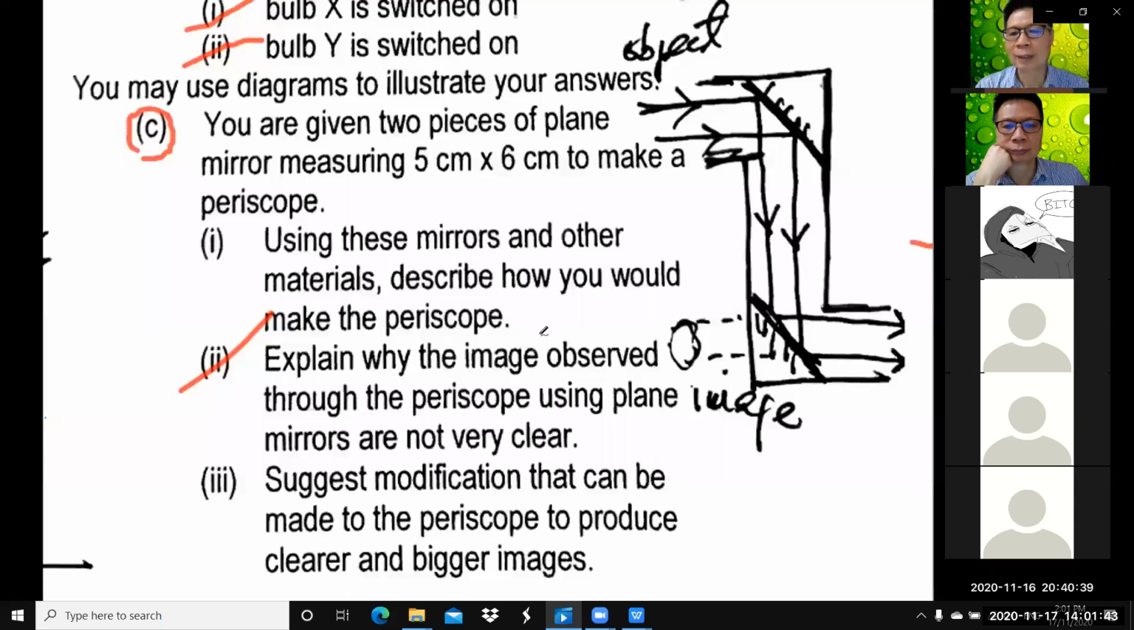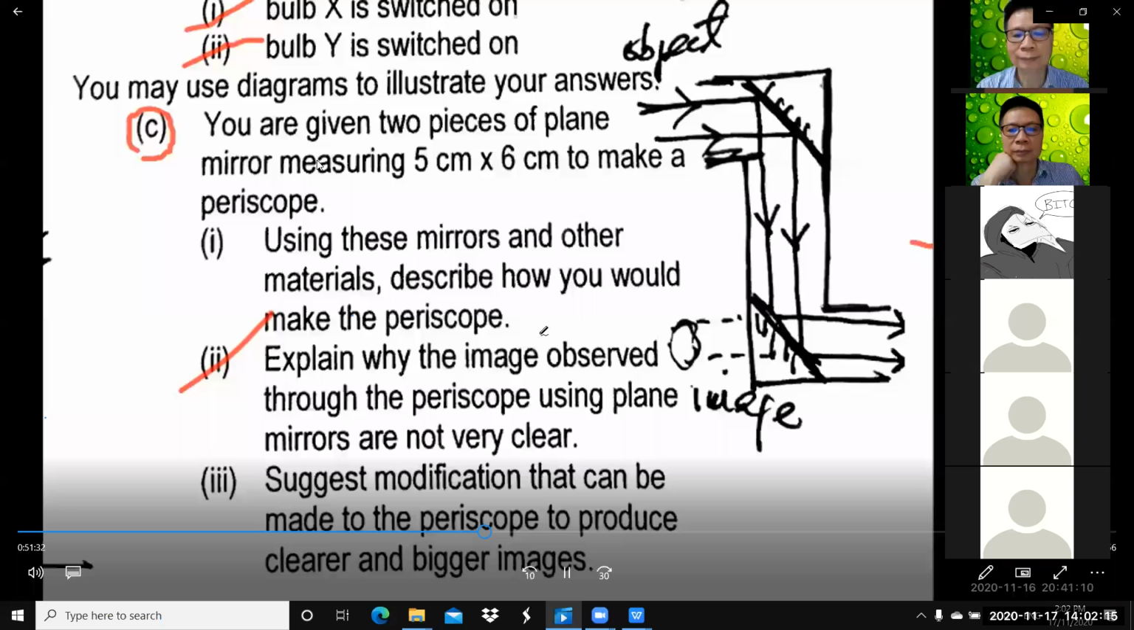Lesser light enters the observer's eyes. Therefore, the image is not clear.